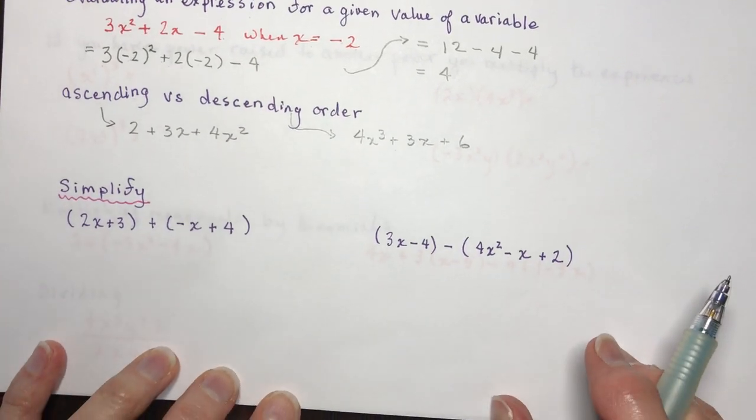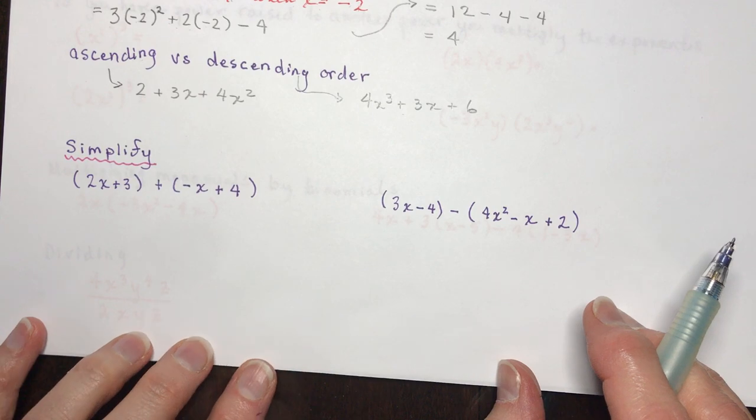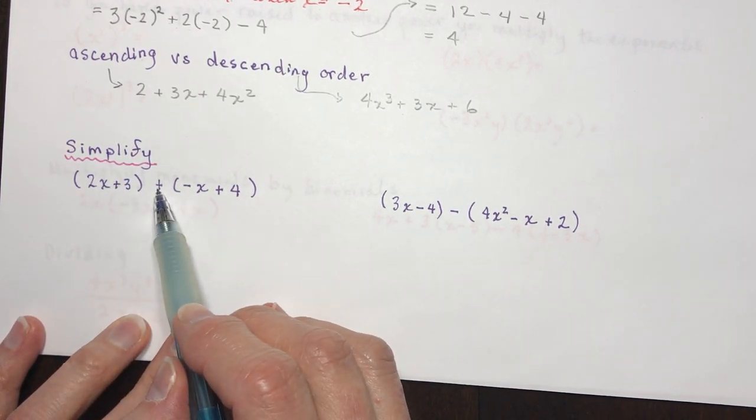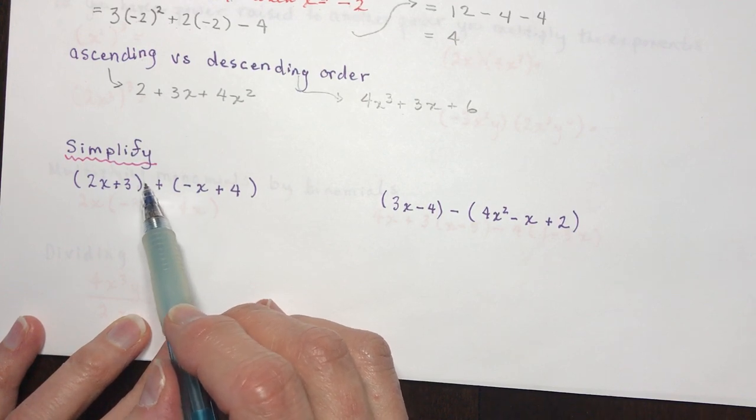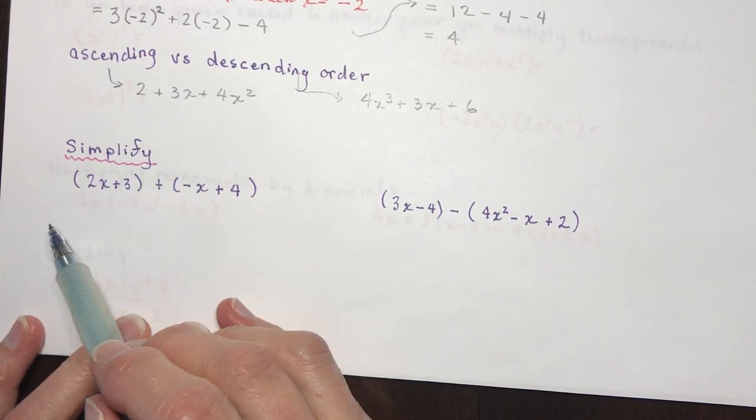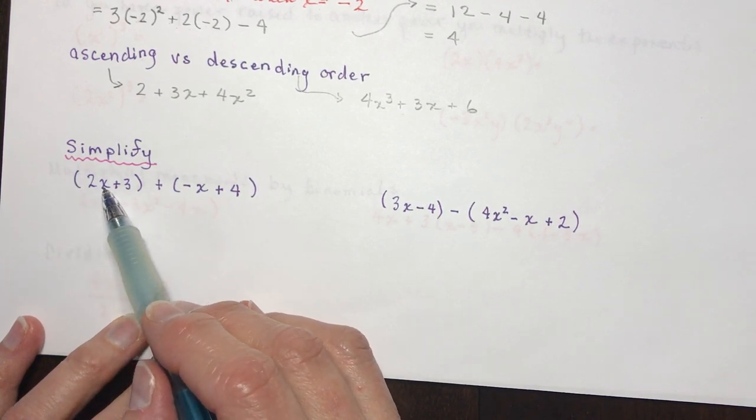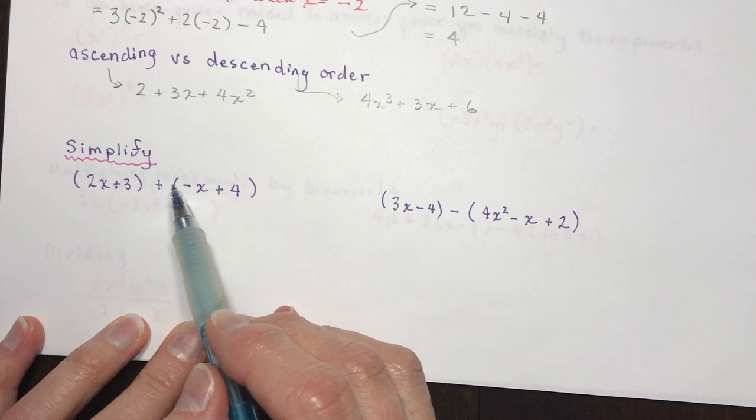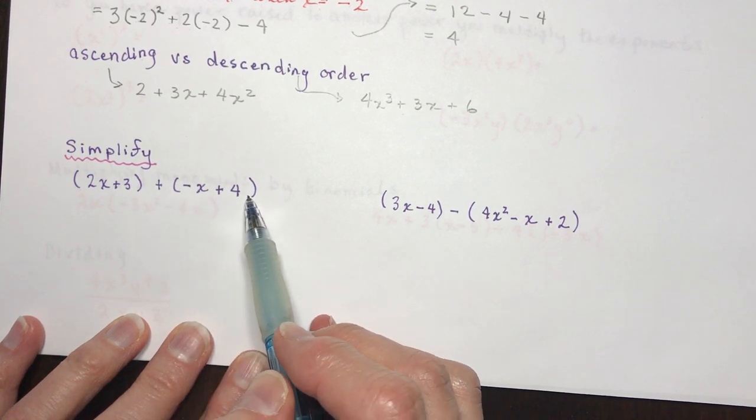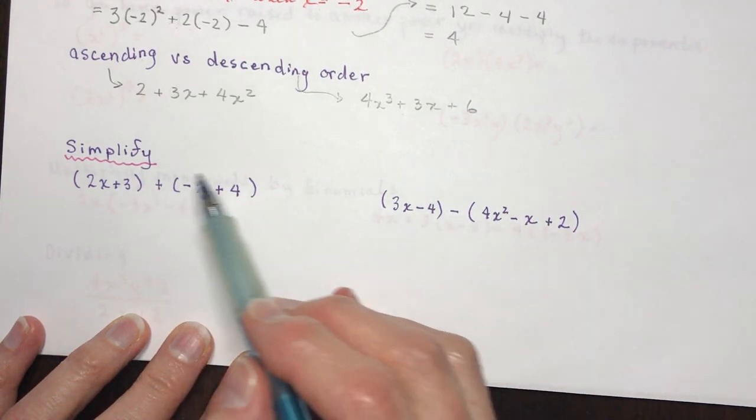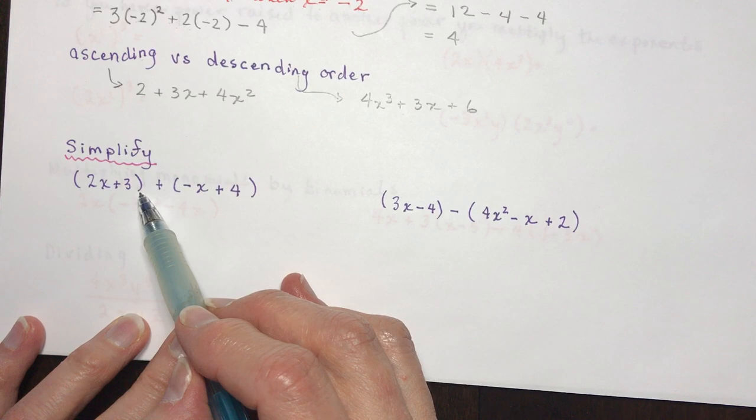Okay, so let's look at some simplifying. So if I want to simplify, I have two binomials. In this case, I'm adding them together. I find that some students don't understand how to read this math. So what this says is that I have a bracket of 2x plus 3, and to that I'm adding everything that's in this bracket. So the first thing you want to do, anytime you're simplifying this one or this one, is you want to remove the brackets.